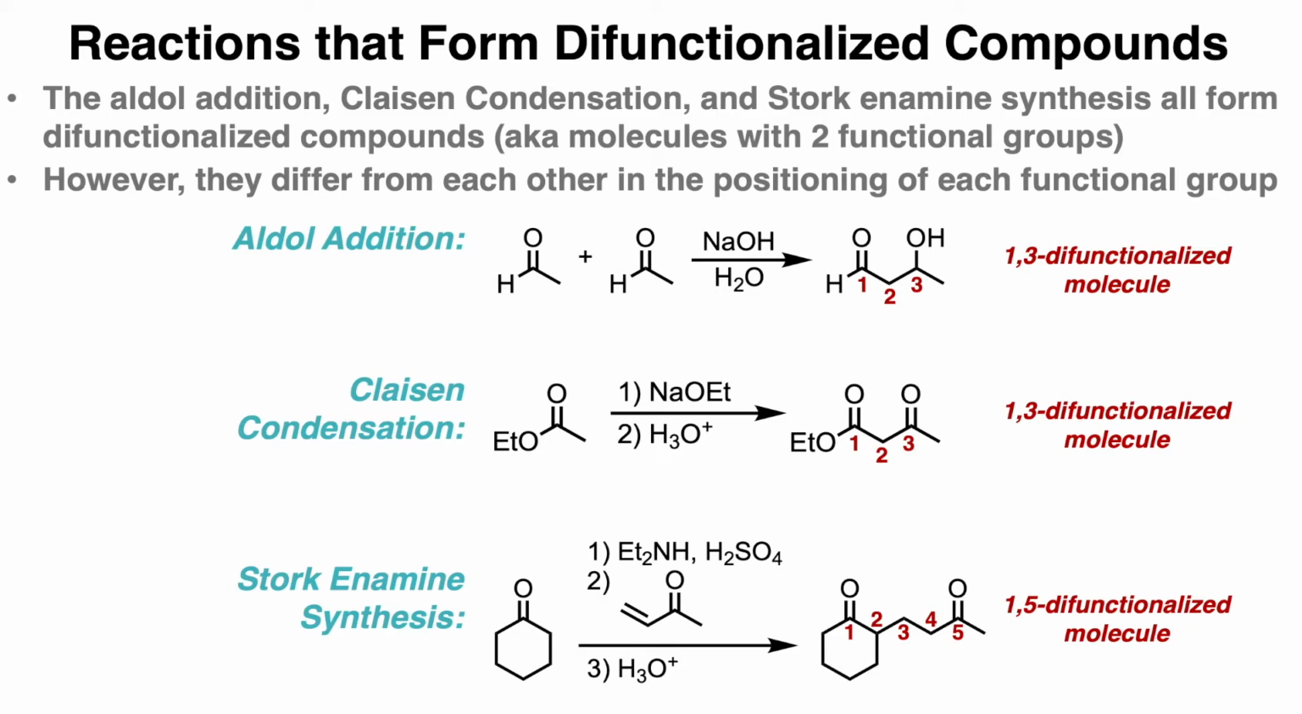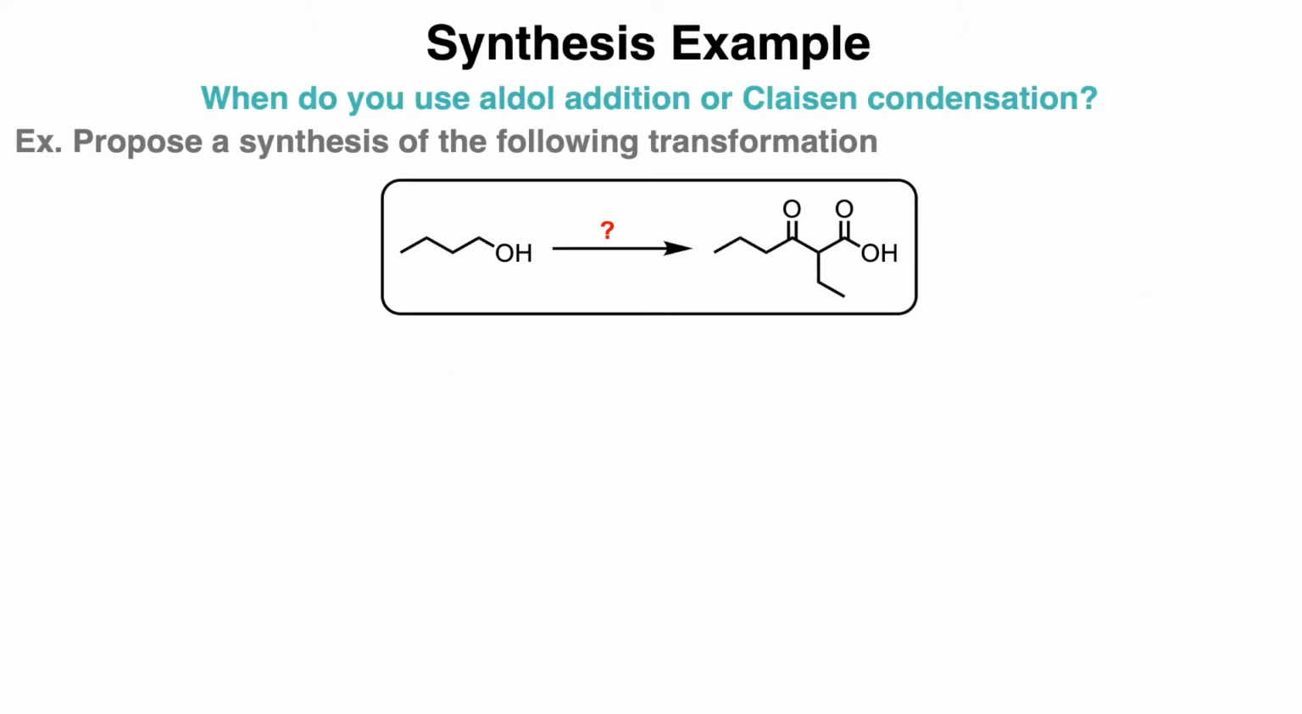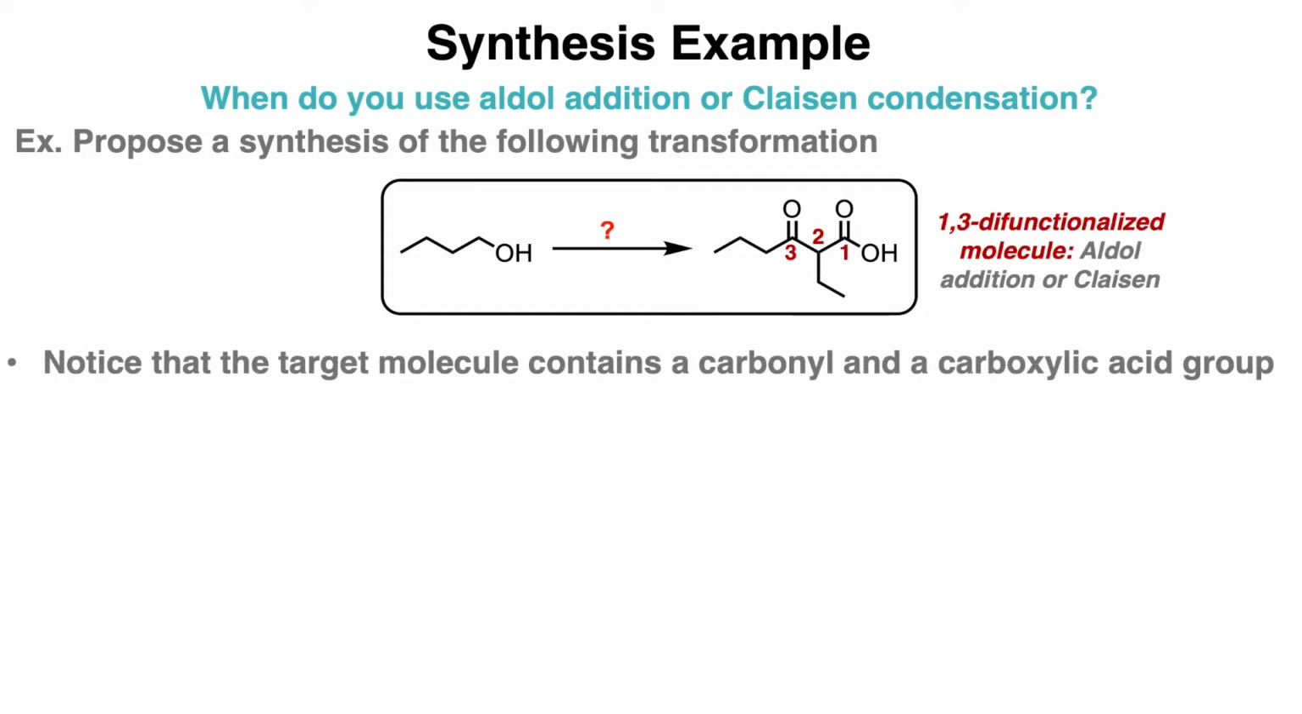So when you perform a synthesis problem, you should take note of the positions of each functional group because it will dictate what type of reaction should be performed. So let's do an example. Propose a synthesis of the following transformation. Notice that the target molecule contains both a carbonyl and a carboxylic acid group. Now let's take a look at their carbon positions.